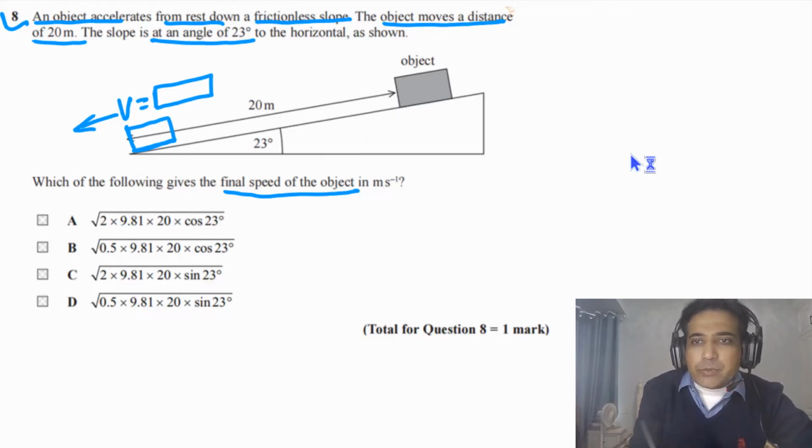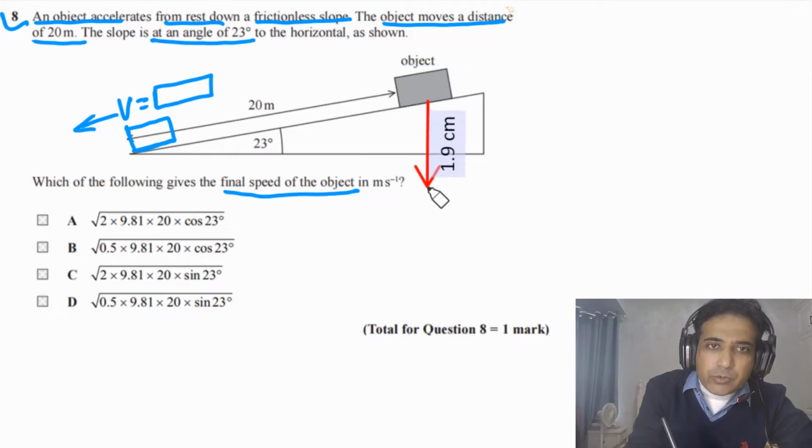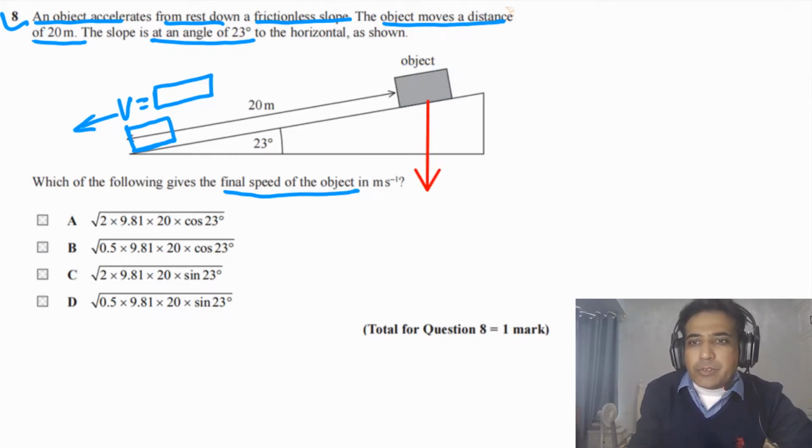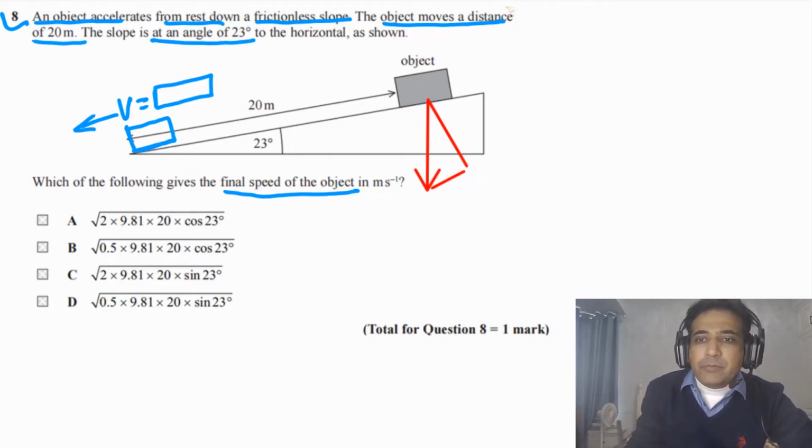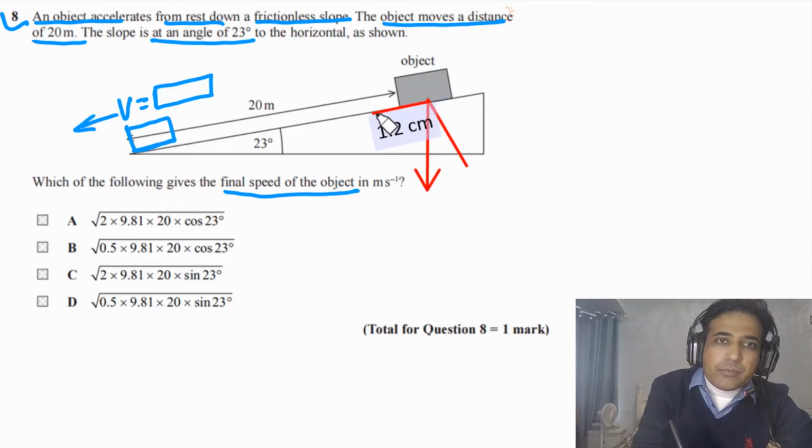In order to answer this question, we can first of all draw the forces acting on this object. So this is the gravity. Gravity is acting vertically down. We can also resolve this gravity into components. So this is one component and this is the other component. Otherwise, the better way to draw this is to draw the second component here. So this is another component of weight, the component of gravity. So these are the two components.